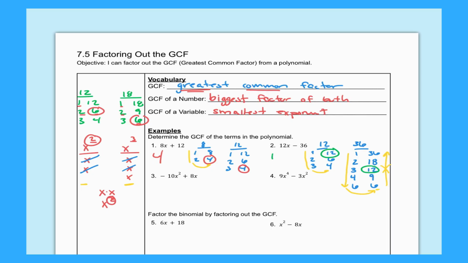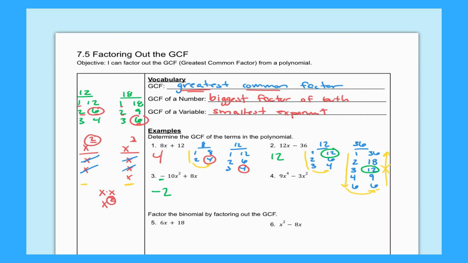So the GCF would be 12. In number 3, this one's a little bit different, it has a negative sign in front. Anytime there's a negative sign in front, I want to also factor out that negative sign. And then the only thing that I can divide both 8 and 10 by is 2. So the greatest common factor will be, instead of 2, negative 2, again, because there's a negative sign in the front.